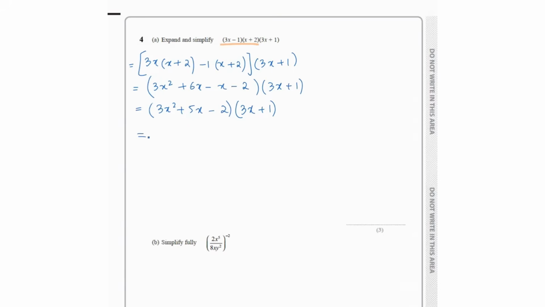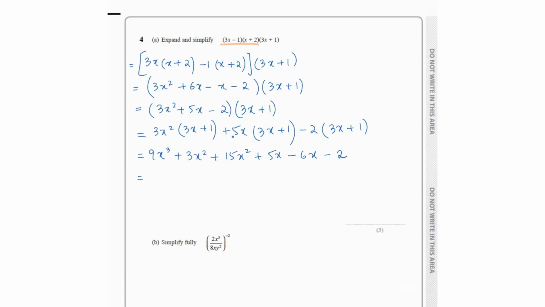Now we expand these two brackets. So 3x squared gets multiplied with 3x plus 1. Then 5x gets multiplied with 3x plus 1. And then negative 2 gets multiplied by 3x plus 1. That's 9x cubed plus 3x squared plus 15x squared plus 5x minus 6x minus 2.